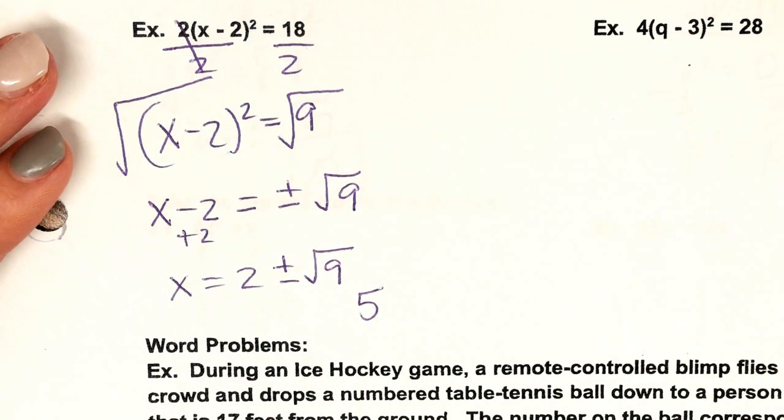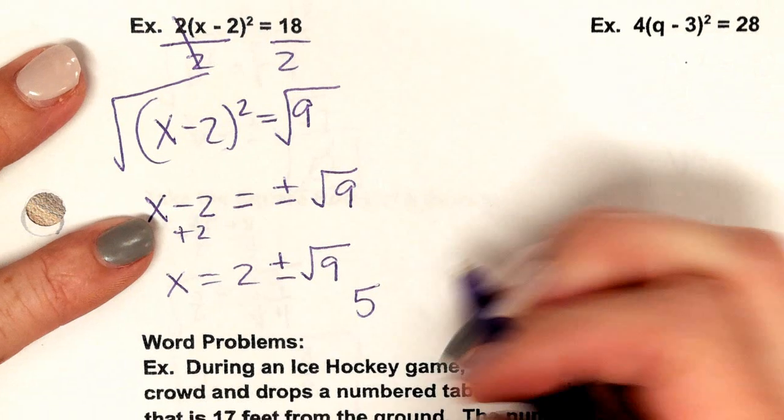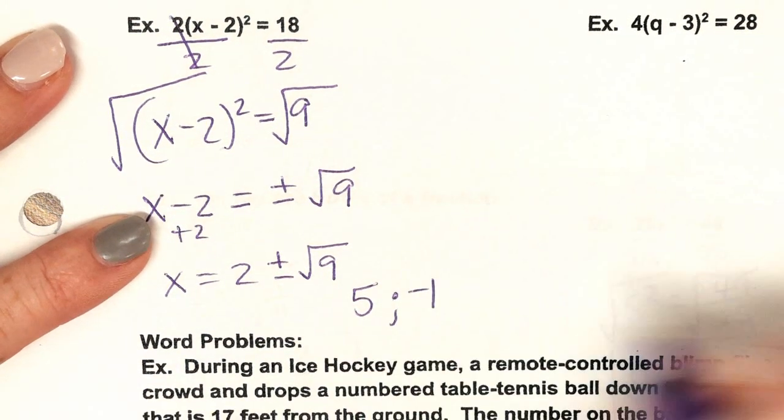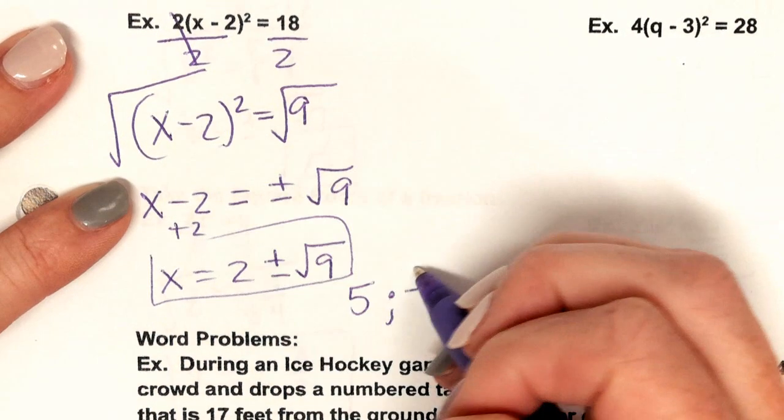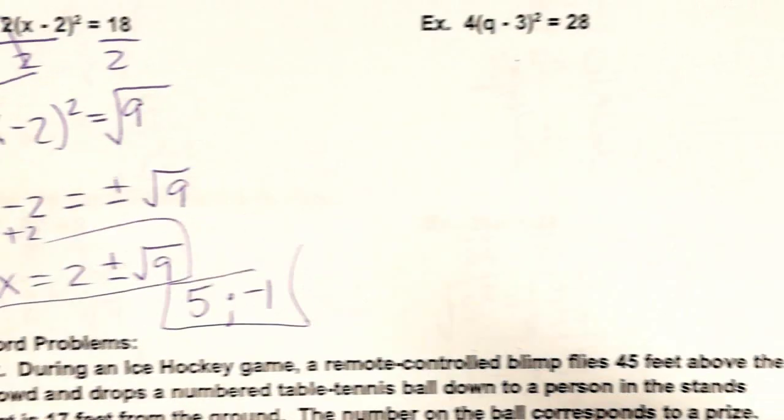And 2 minus 3 is? Anyone? 2 minus 3 is? So you could leave your answer like this, or you could just go ahead and say it touches at 5 and negative 1. All right, do this one on your own.